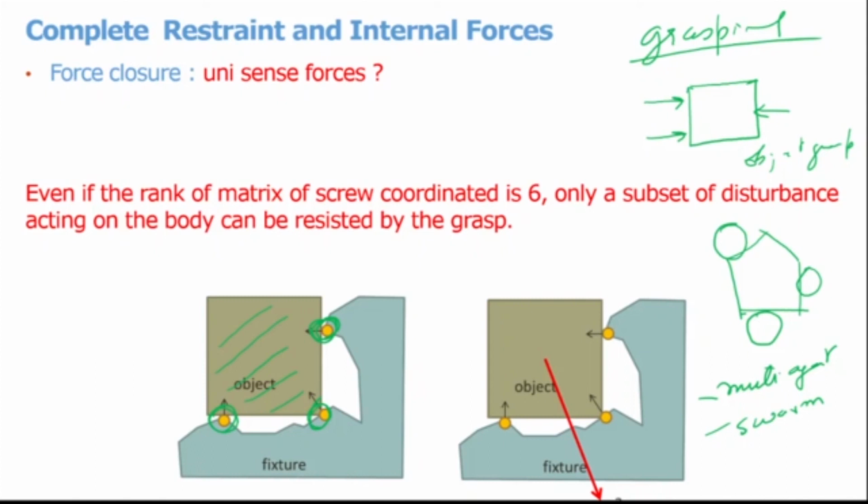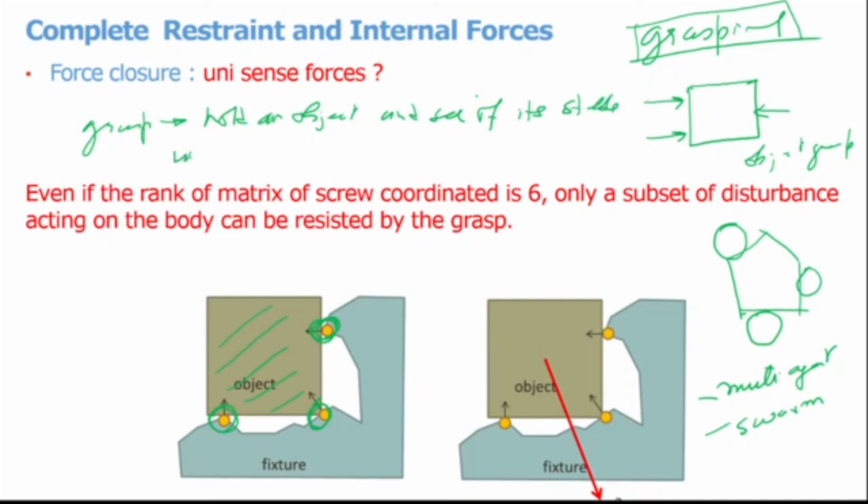Now, grasping basically means you want to hold an object and ensure that the object is stable under external disturbances. So, what is a grasp? It is to hold an object and see if it's stable under external disturbances. Now here we use two terms. One is called force closure and the other is called form closure.